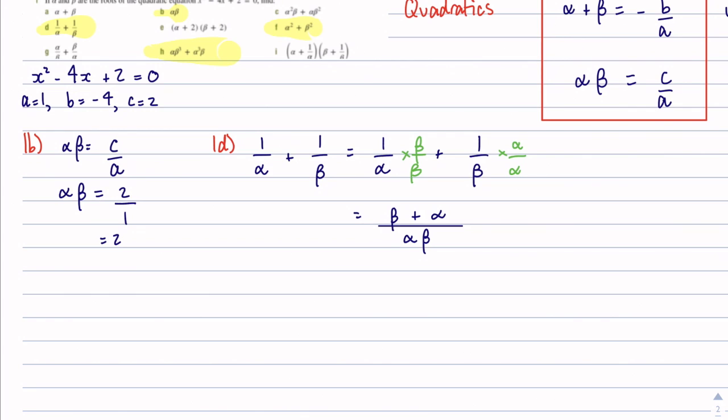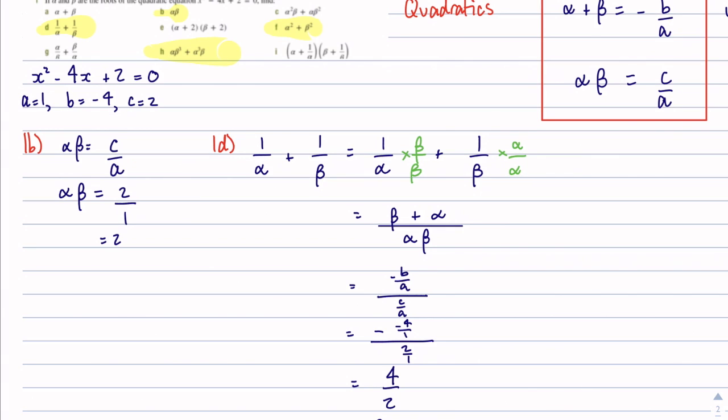And now I do know alpha plus beta. Alpha plus beta, you figured out in question 1. But I also know that alpha plus beta is minus b on a. And I know alpha times beta is c on a. So minus b on a, that's the same as minus -4 on 1. I'm doing this over c on a, which is 2 on 1. I know -4 on 1 is just -4, so I've got 4 over 2 equals 2.